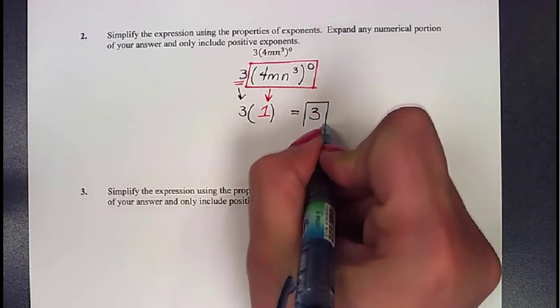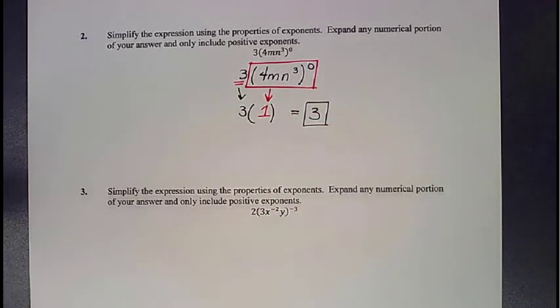Again, it's really important with that 0 power to remember that the number in front, or the number outside of the parentheses, is going to stay, and you're going to be multiplying that times 1, whatever is in those parentheses to the 0 power.